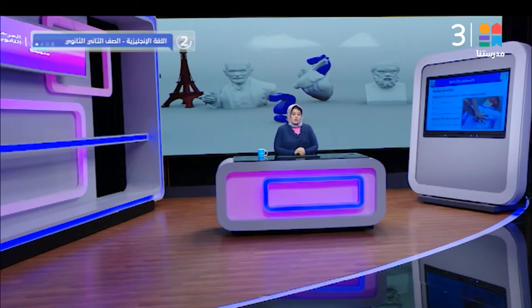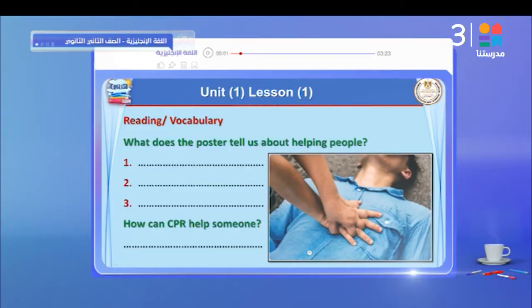So we will start, but before we start, I want you to put those questions in your mind. While we're reading, you need to find the answers to those questions. What does the poster tell us about helping people? The poster that we're going to read. What does it tell us about helping people?